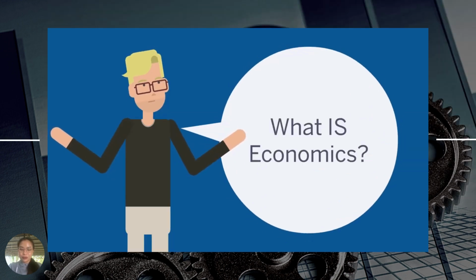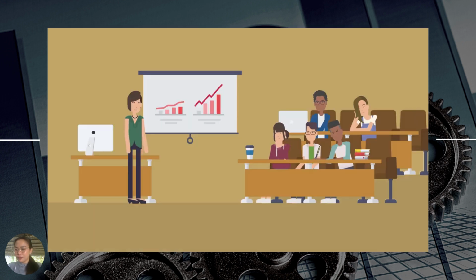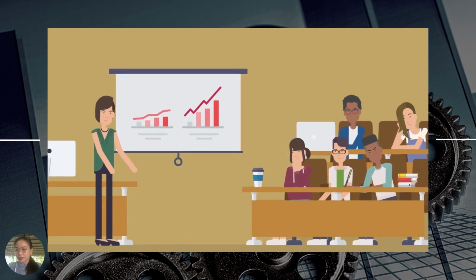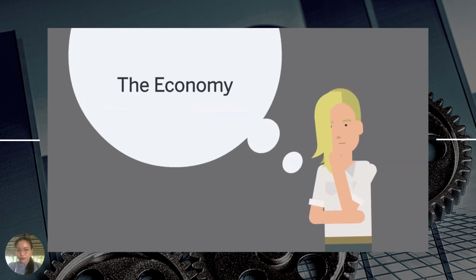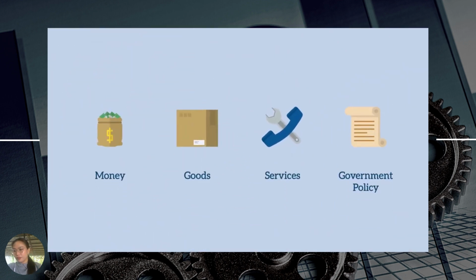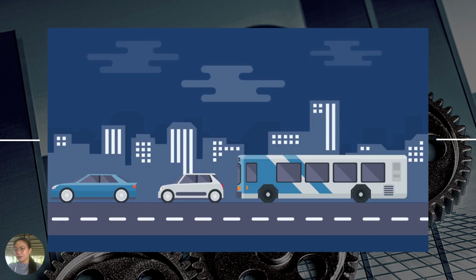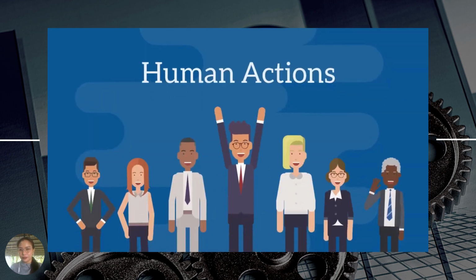What is economics? Economics often is considered a dry or dismal science. In schools, it is often taught with a focus on abstract supply and demand charts or complicated mathematical formulas. When we think about economics or the economy, we think about money, goods or services, or perhaps government policy. Although these are aspects of an economy, economics at its core is about human actions.